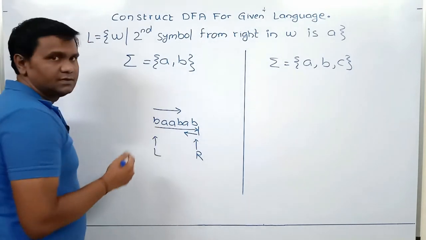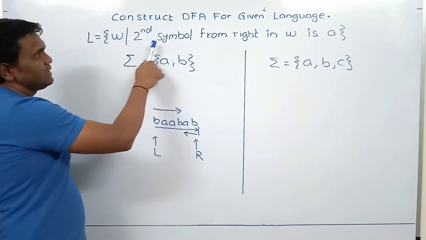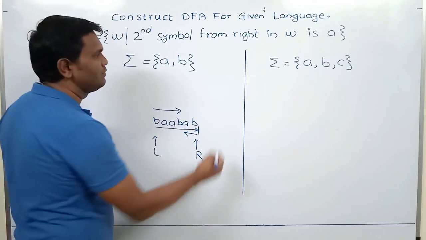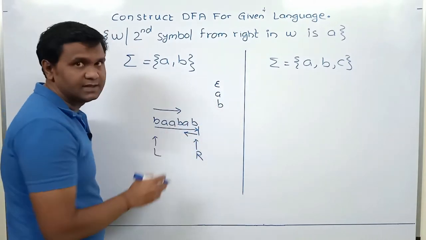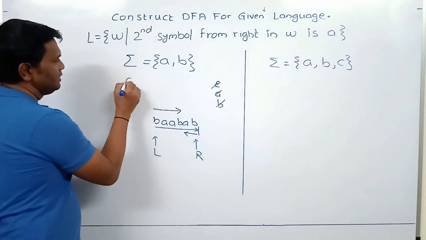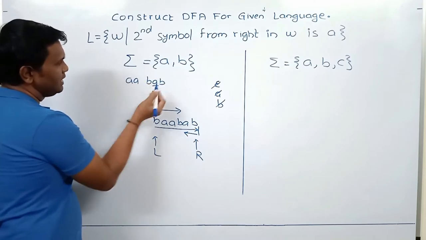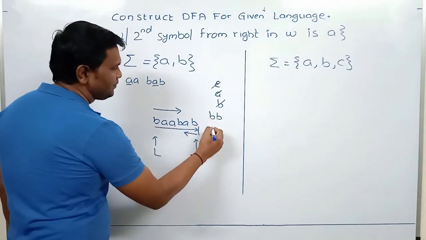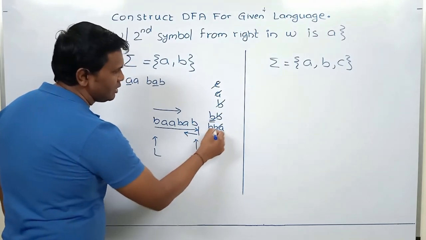Now first let's see which strings are part of the language and which strings are not. The condition is that the second symbol from right should be A. Any string whose length is less than 2 will not be part of the language. Epsilon, A, B: the length is less than 2, so we cannot have the second symbol from right as A. They are not part of the language. If we consider strings like BA, AA, BAB, then the second symbol from right is A, so they are part of the language. Any string where the second symbol from right is not A is not part of the language.